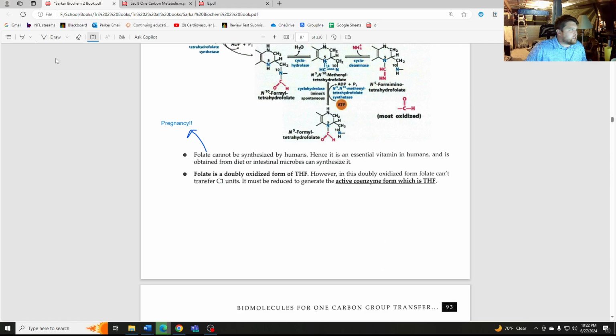Okay, so it's an essential vitamin, essential meaning that we have to consume it, and it is obtained from the diet or the intestinal microbes can synthesize it.